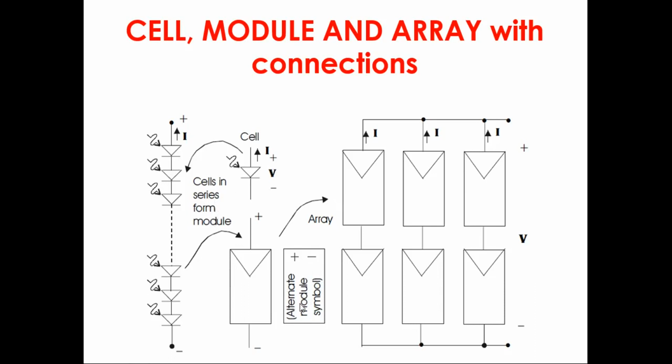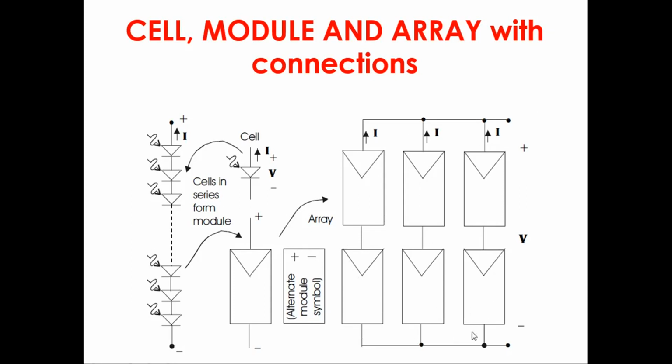This is the alternative symbol of the PV module, and this is the parallel combination of series connected modules. How can we get a technical meaning of it? Suppose one module generates 60 watt of power at standard test condition, that is at 1000 watt per meter square and 25 degrees centigrade. You may see my other videos to understand this in detail. In this case we have 60 watt each, so 120 watt.